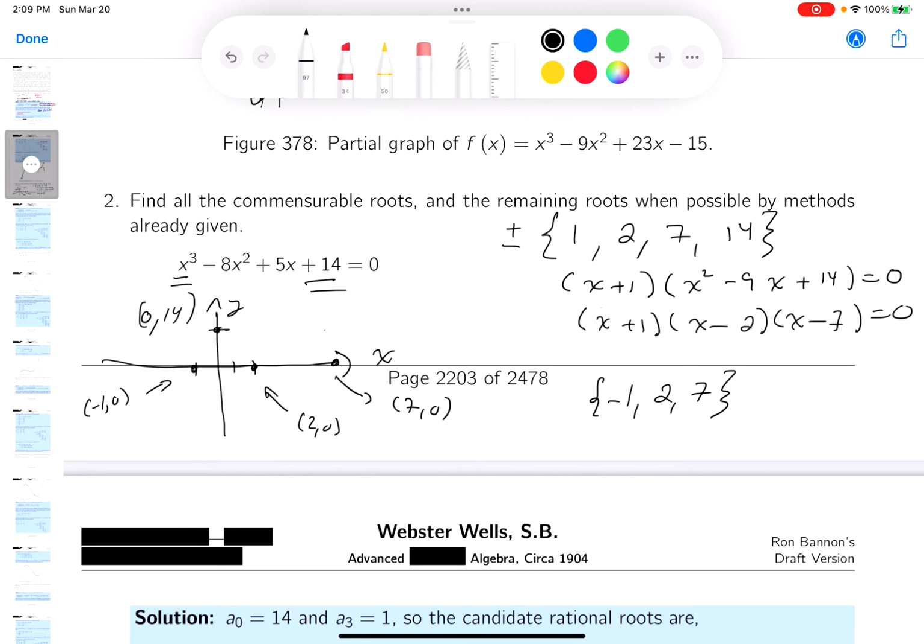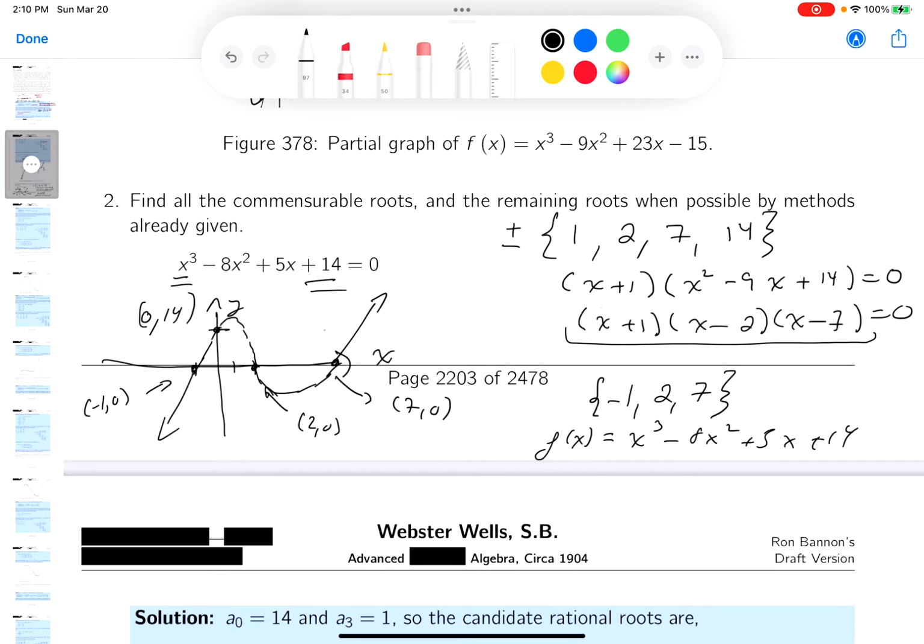What do I know? Basic sign analysis on this guy over here. Really basic sign analysis. And by the way, what are we graphing out? f of x equals x cubed minus 8x squared plus 5x plus 14. Just so you get a general shape of it. So it's going to be, let's see, positive there, negative there. I know this thing's going to look sort of like this here. And then between 2 and 7, take a test point. I don't know, like 5, plug it in. What are you going to get? You'll definitely get negative over here. So that's a general shape of it.